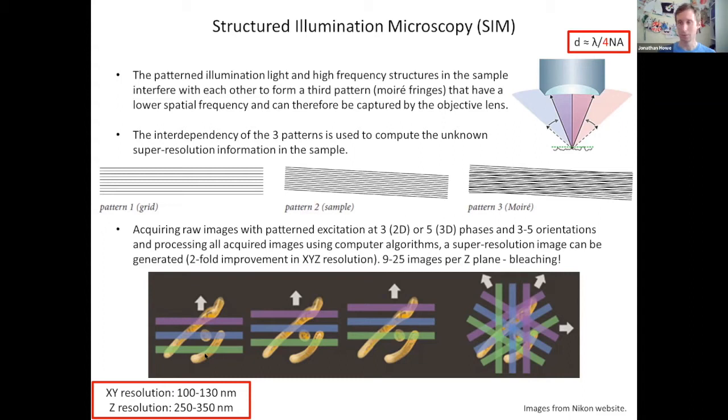In principle, this super resolution image could be up to 2-fold higher resolution in X, Y, and Z, which is the reason why I've modified the Abbe resolution equation here to change the 2 to a 4. So in principle, using this method, you can get a resolution of maybe 100 to 130 nanometers in X, Y, and in Z, it's still improved to maybe 250, 350.